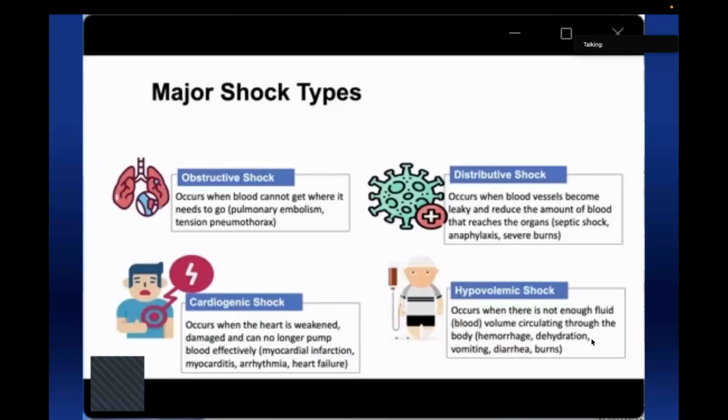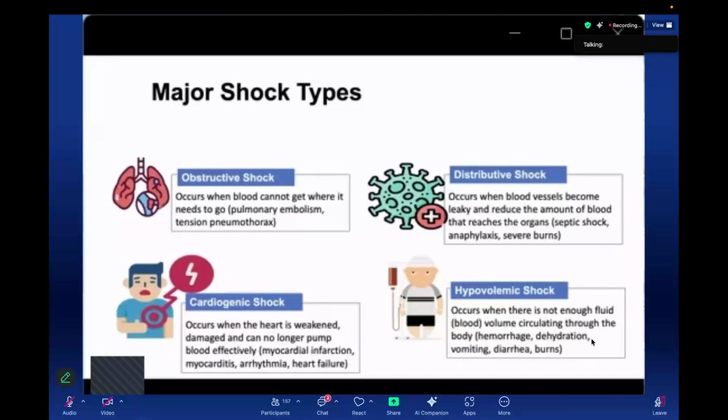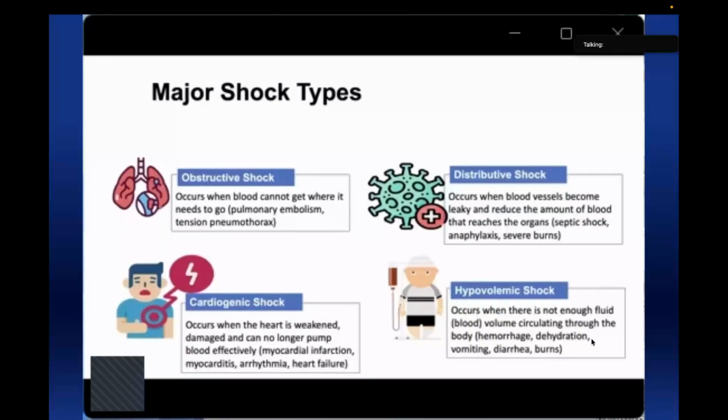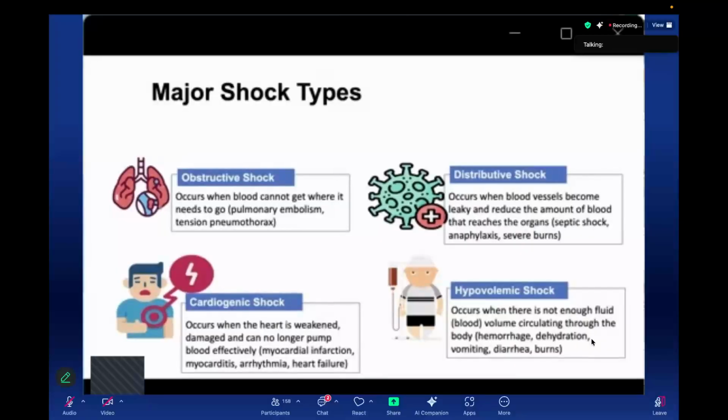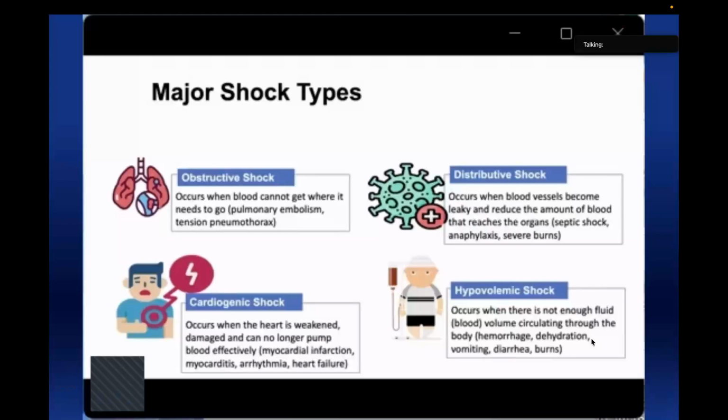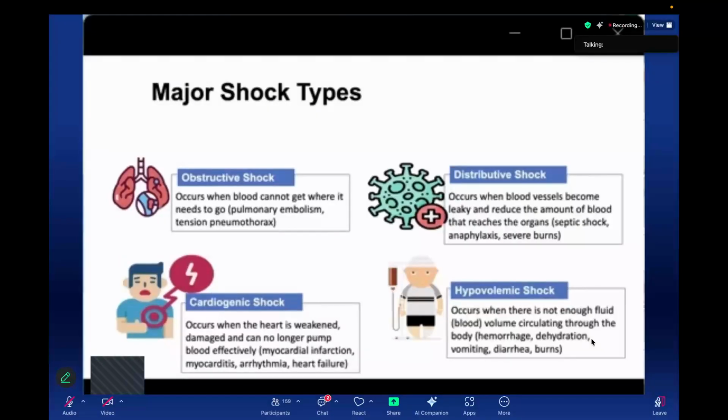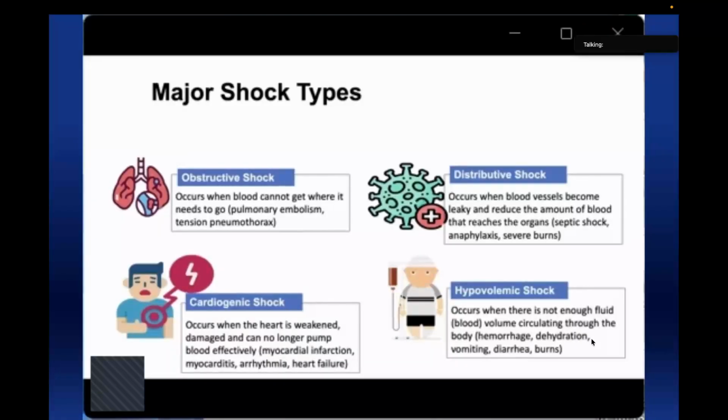Explaining further your major shock types. In obstructive shock, it occurs when blood cannot get where it needs to go, like your pulmonary embolism and tension pneumothorax, as mentioned earlier. Cardiogenic shock would occur when the heart is weakened, damaged, and can no longer pump blood effectively. Distributive shock occurs when blood vessels become leaky and reduce the amount of blood that reaches the organs, like that of your septic shock, your anaphylactic shock, and your severe burns.